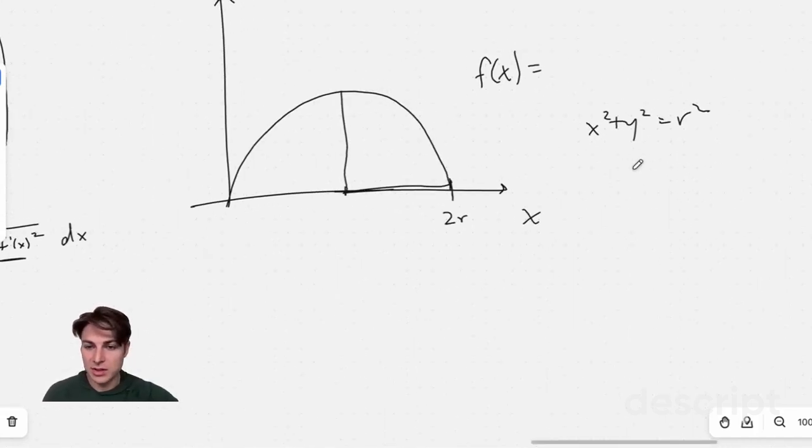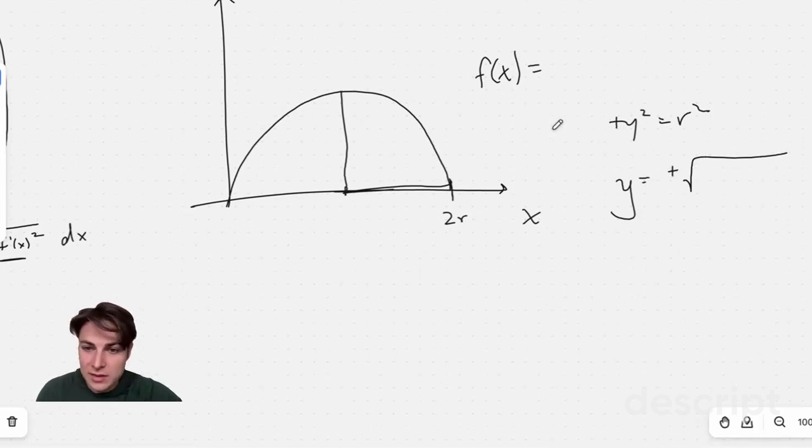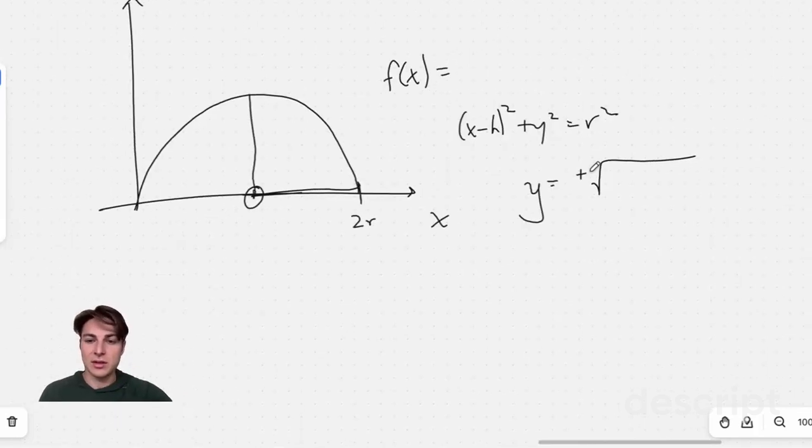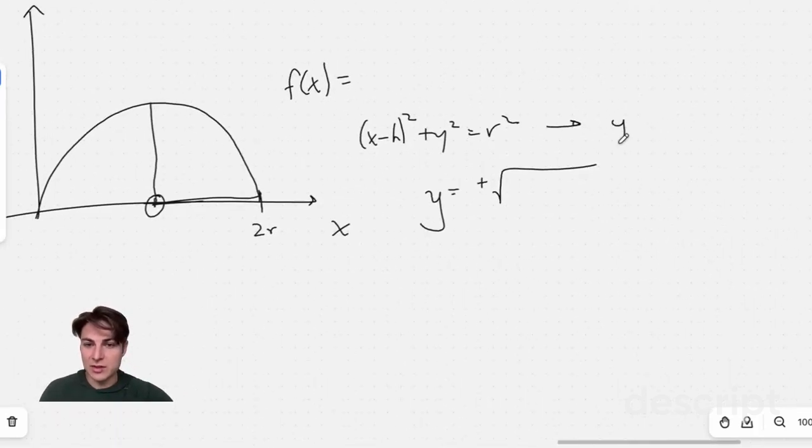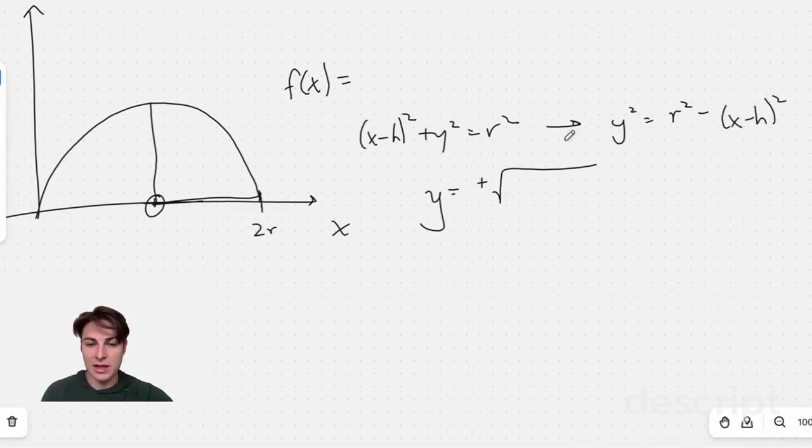So here's what it's going to be. y equals, it's going to be the positive, this is (x minus h) squared, where h is the x coordinate of the center. So that means that we're going to transform this into y squared equals r squared minus (x minus h) squared. And in this case, h is also r. And so then when we do y equals, we take the square root of both sides.